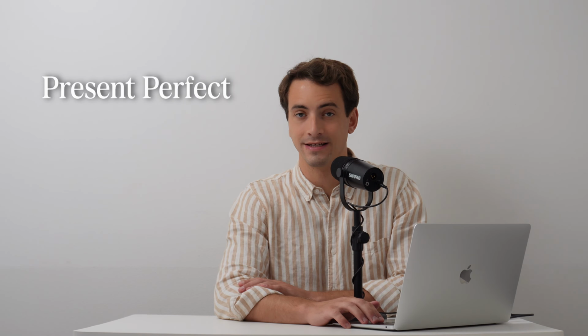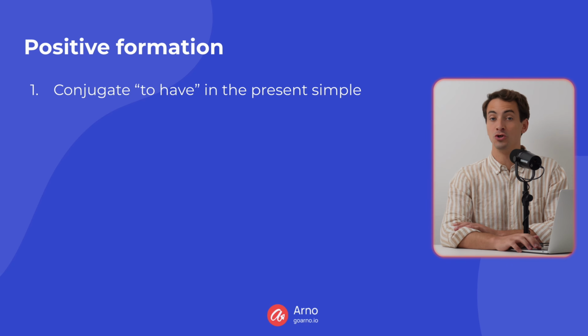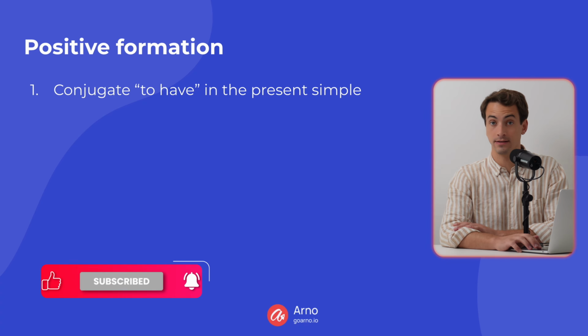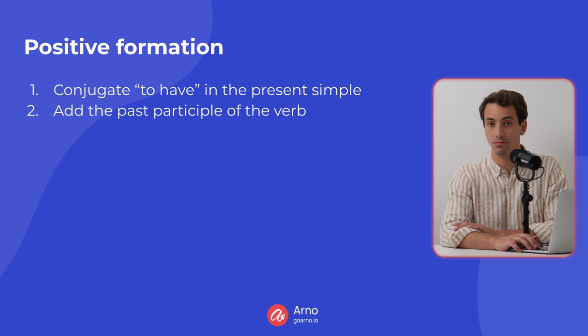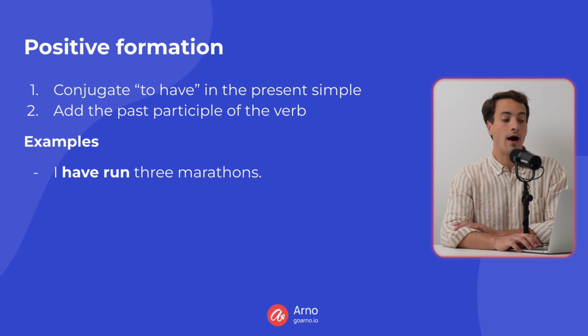Here is how to create the positive formation of the present perfect. You conjugate to have in the present simple, and then you add the past participle of the verb. For example, I have run 3 marathons.